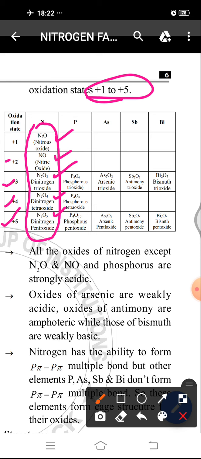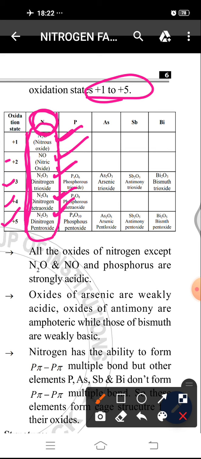Nitrogen forms nitrous oxide having +1 oxidation state, nitric oxide having +2 oxidation state, dinitrogen trioxide having +3 oxidation state, dinitrogen tetroxide having +4 oxidation state, and dinitrogen pentoxide having +5 oxidation state. Nitrogen is the only element in group 15 which can show from +1 to +5 oxidation state.